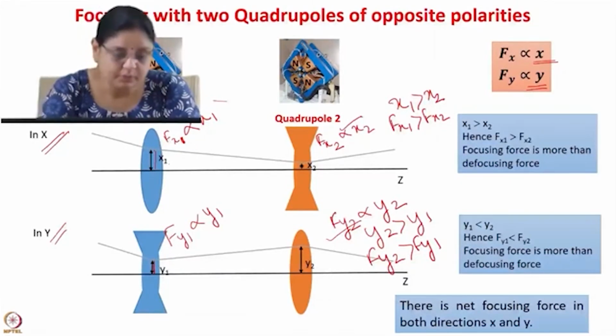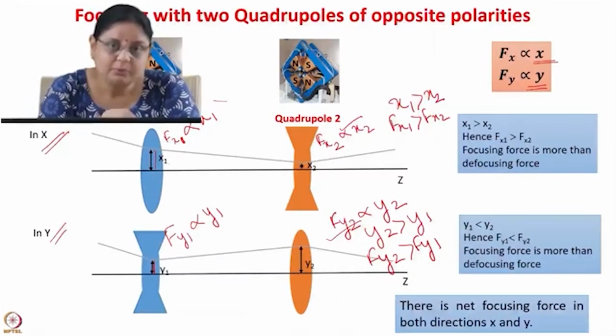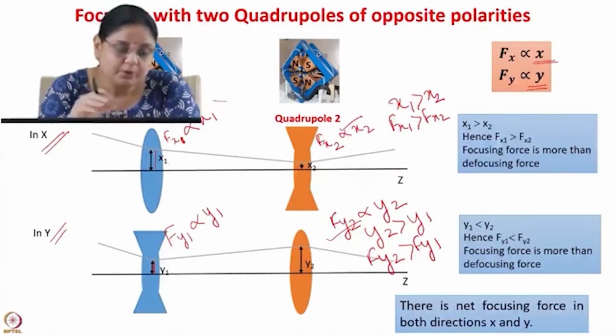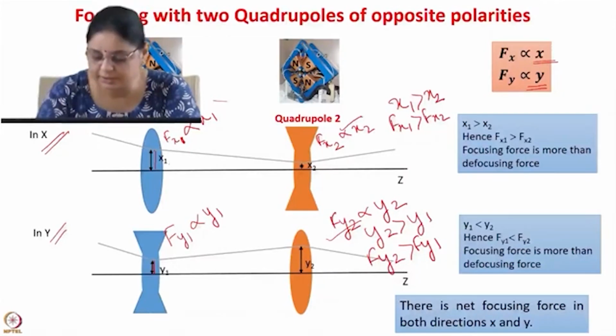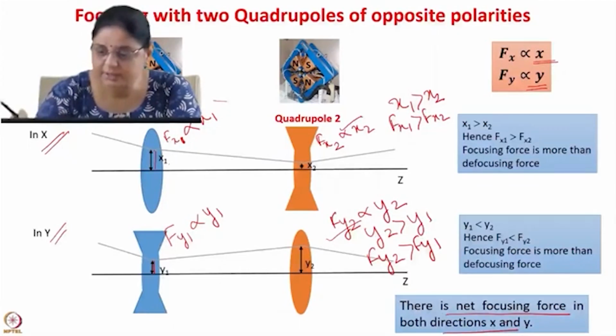So if a charged particle or a beam passes through two quadrupoles of opposite polarities, a single quadrupole will focus in one direction and defocus in the other direction. But a combination of two quadrupoles of opposite polarities will focus the beam in both the directions. So there is a net focusing force in both the directions x and y.